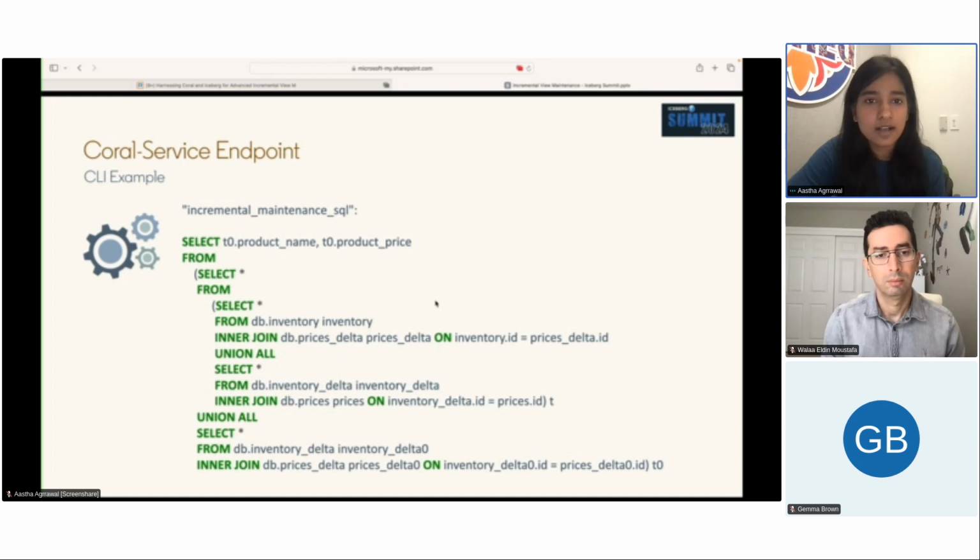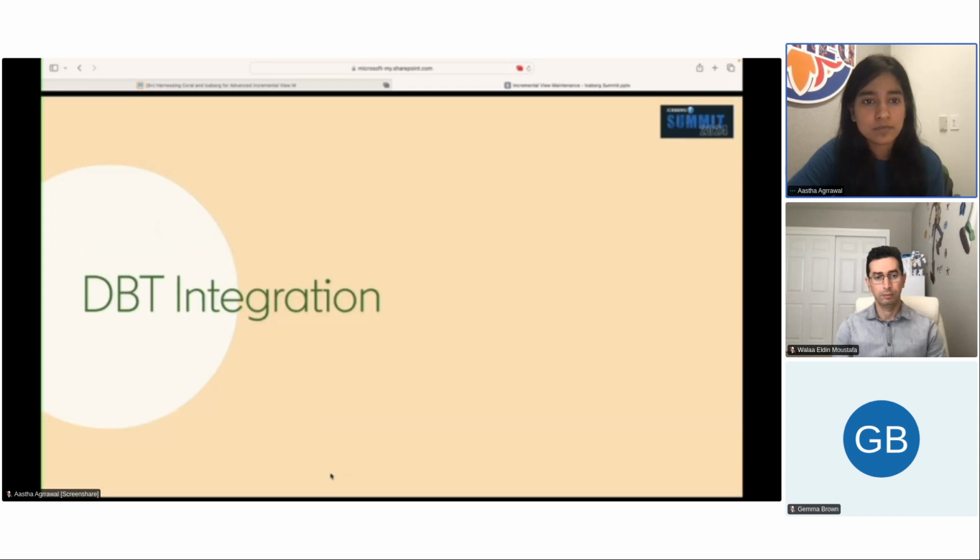Taking a closer look at the SQL, we're again looking at the same SQL where we have the same projects, the product name and product ID, and the inner SQL is a union between three joins. We first do a union between two joins, where we are joining inventory with prices delta, union with a join between inventory delta and prices. The result of that is finally union with another join between inventory delta and prices delta.